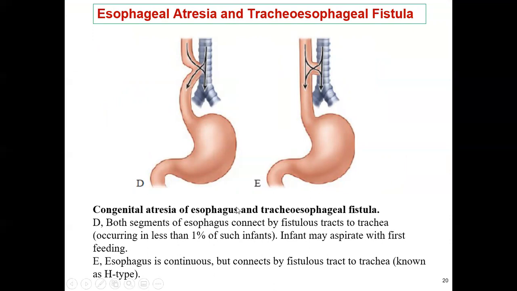So pictures D and E, congenital atresia of the esophagus and tracheoesophageal fistula. In picture D, both segments of the esophagus are connected by a fistula tract to the trachea. And in picture E, the esophagus is continuous but connected by a fistula tract. Fistula means abnormal pathway. So the esophagus and trachea are abnormally connected, forming a fistula.